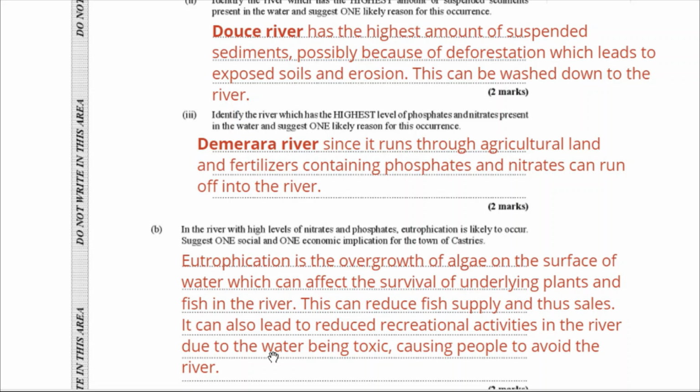And then when we deal with economic implication, you're looking more at money, finances, and that kind of stuff. If you're going to have a lot of fish dying off in the river, persons who are used to fishing from the river, getting their fish supply, are now going to have no fish supply, so that's going to affect their livelihood.